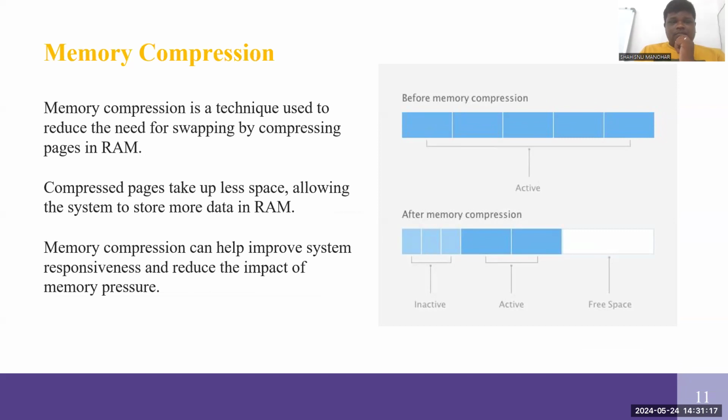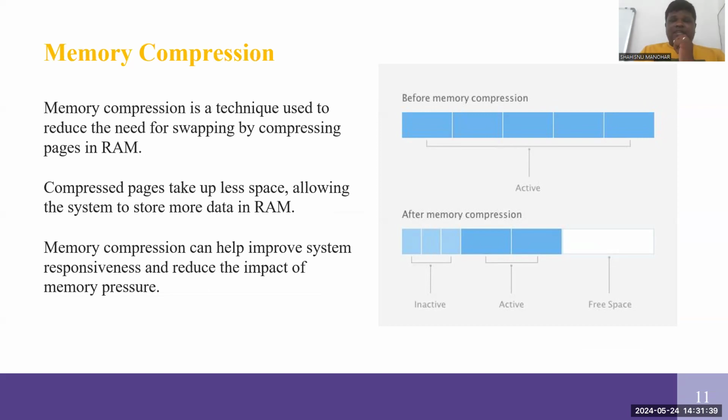Memory compression. Memory compression is a technique used to reduce the need for swapping by compressing pages in RAM. Compressed pages take up less space, allowing the system to store more data. Memory compression can help improve system responsiveness and reduce the impact of swapping.